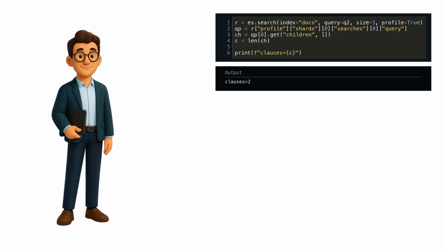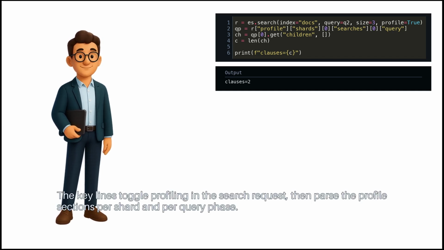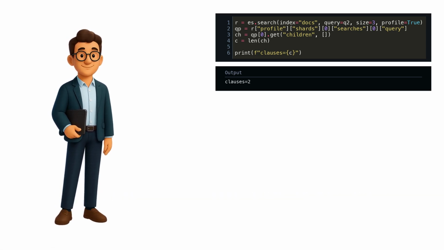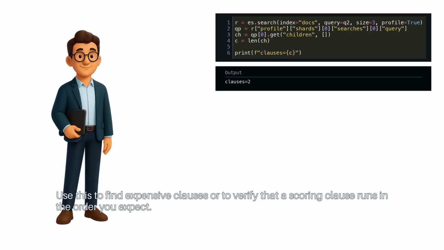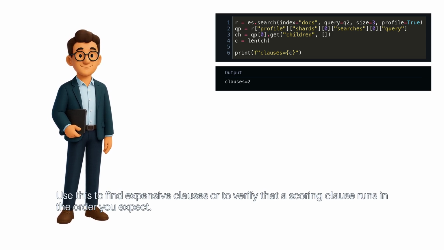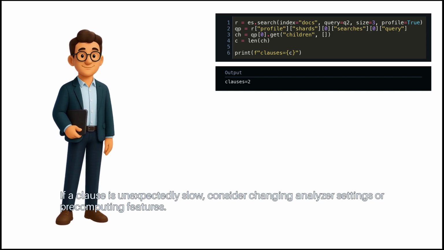The key lines toggle profiling in the search request, then parse the profile sections per shard and per query phase. Use this to find expensive clauses, or to verify that a scoring clause runs in the order you expect. If a clause is unexpectedly slow, consider changing analyzer settings or pre-computing features.